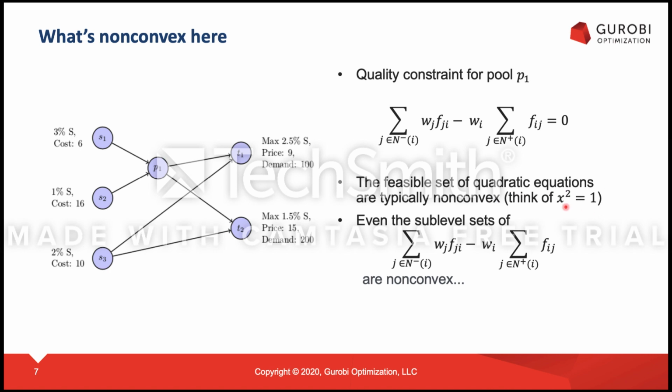Simplest example, I think of the solution set of the equation x squared equal to 1. But here it's even worse, even if you settle for, okay, let's not look at the equation, but look at the sub-level sets of this quadratic function, already this is non-convex. So this is really bad.